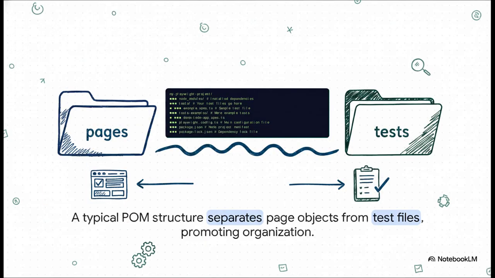And this is what that clean separation actually looks like. See? You've got one folder for your pages. Those are the objects that know how to click the buttons and fill in the forms. And then you have a totally separate folder for your tests, which just call on those objects to get the job done. It's a super clean, organized, and scalable blueprint for all your automation.